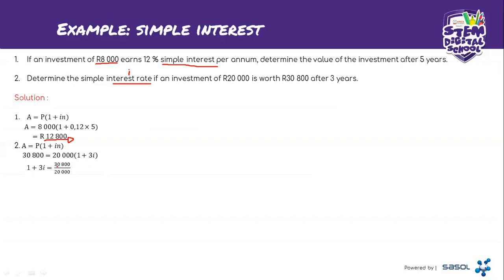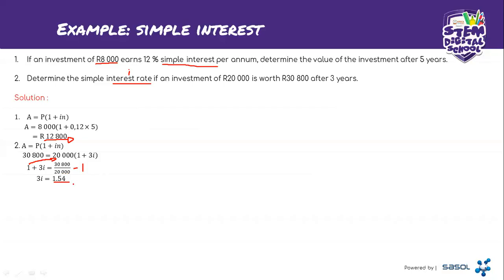Then the third step, you are going to divide both sides by 20,000, right? Then we will be left with what? 1 plus 3I. Then we're going to transpose this positive 1 to the right hand side. Then remember, it's going to be negative 1. Then we're going to say 30,800 divided by 20,000 minus 1. Then you're going to obtain what?